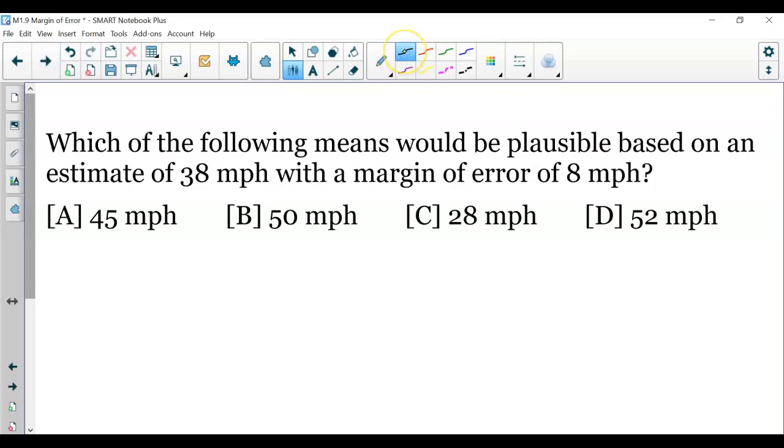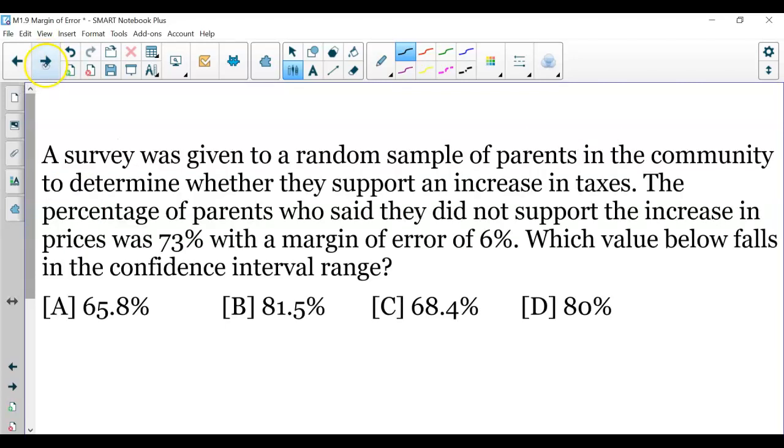And here we go. So again, you have an estimate. So which of these values is plausible? So 38 miles per hour with a margin of error of 8. So this is 30 to 46. So that's why here, after getting this range, the answer is A. This is what's in between. That's what's plausible or reasonable. Go ahead and pause the video and try this one.